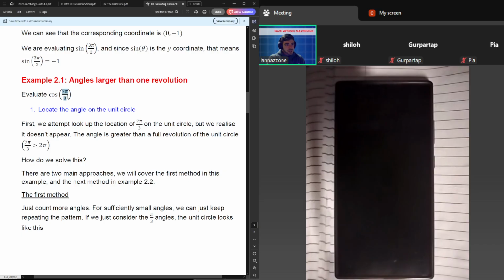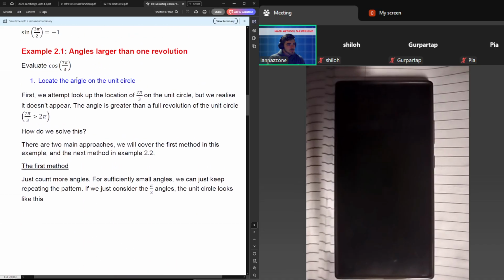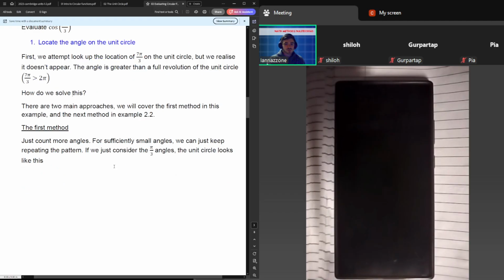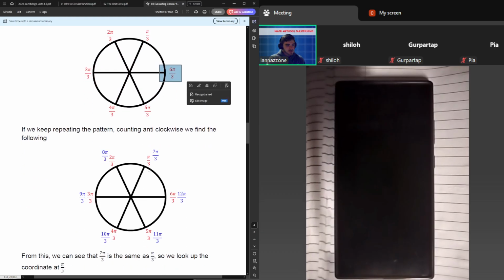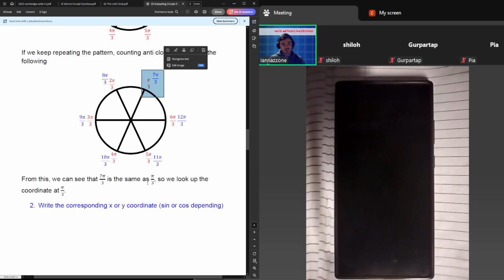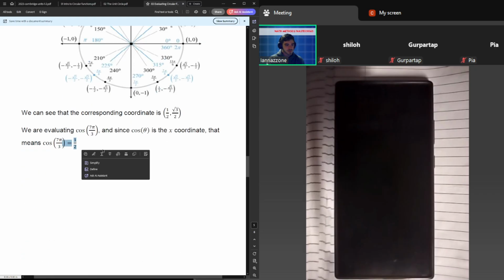If you have an angle larger than 1 revolution, one thing you can simply do is keep counting. That's the method of counting that I mentioned earlier, where you break it up into, in this case, pi over 3s. So we had 7 pi over 3. That division of 3 means that you want to count your pi over 3s. Normally you cut off at 6 pi over 3, but if you just keep counting around, you'll hit 7 pi over 3, and you'll realize that the pi over 3 spot is in fact the same thing as the 7 pi over 3 spot. From there, everything else falls accordingly. If you're doing cosine of 7 pi over 3, you give the x value at that spot. So a half.